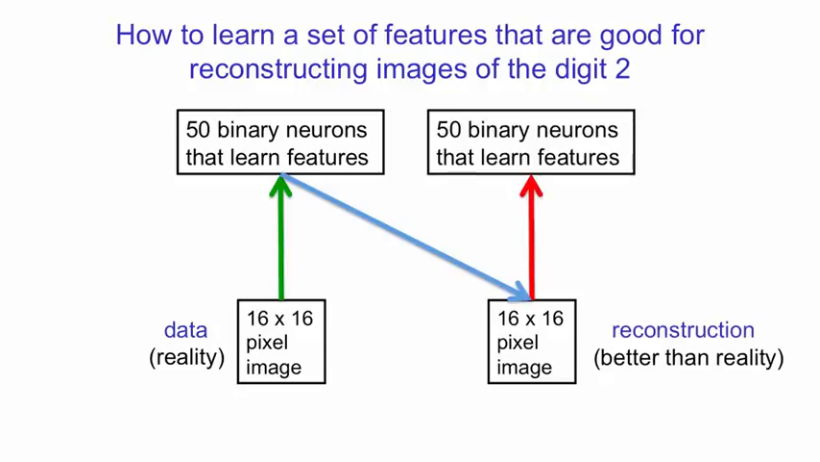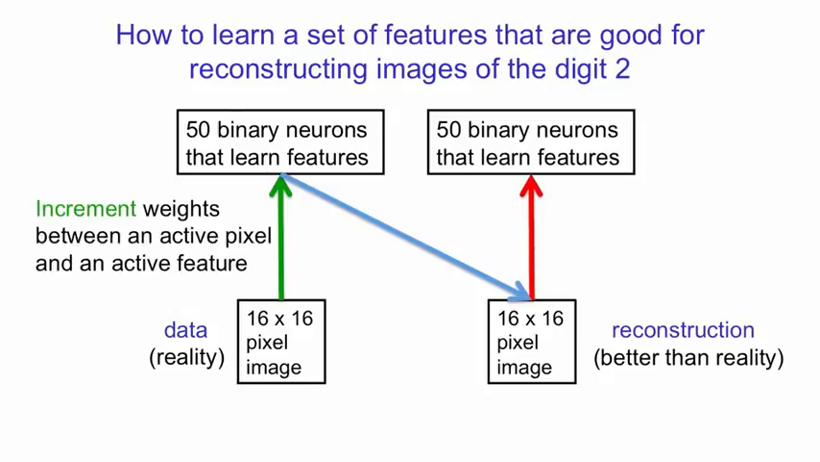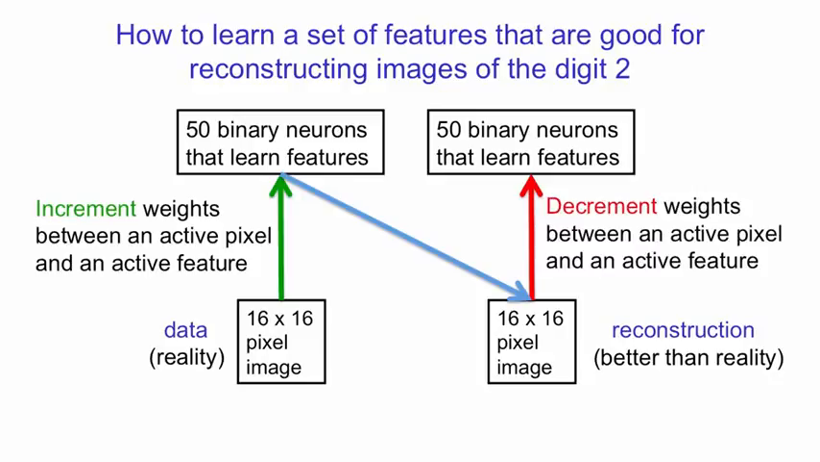It then reactivates the binary feature detectors using the reconstruction to activate them rather than the data. The weights are changed by incrementing the weights between an active pixel and an active feature detector when the network is looking at data. And that will lower the energy of the global configuration of the data and whatever hidden pattern went with it. And it decrements the weights between an active pixel and an active feature detector when it's looking at a reconstruction, and that will raise the energy of the reconstruction.